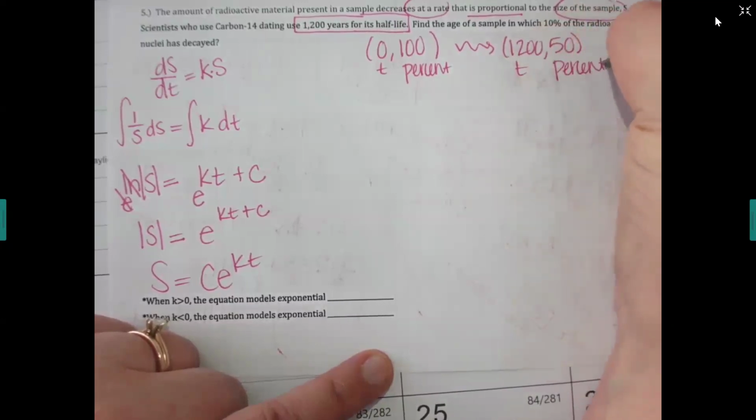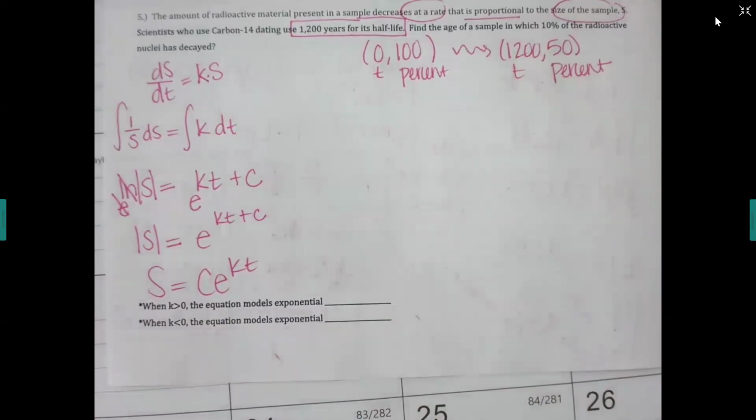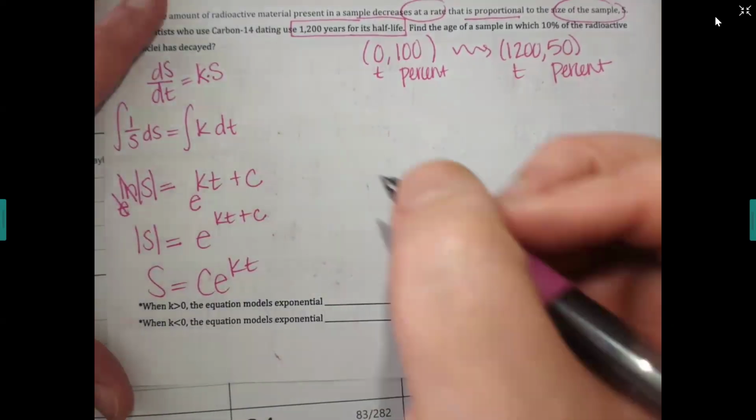Okay, so if it gives you a percentage, you would say, oh, well, if I start with 100% and after this amount of time, now I'm going to have 50%. Okay, let's find our C first. Which point should we use?